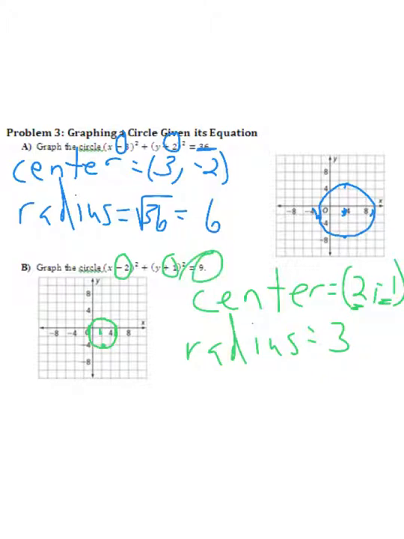And then there's my picture on the graph there. I got 2, negative 1 as my center, and I went 3 in all 4 directions, and then I just drew the best circle that I could.